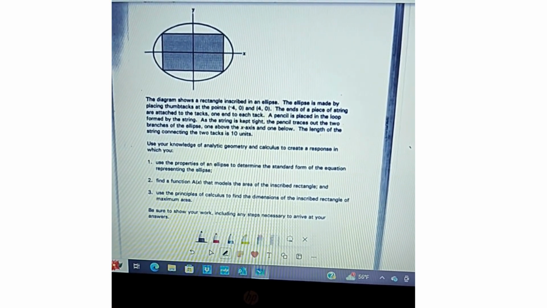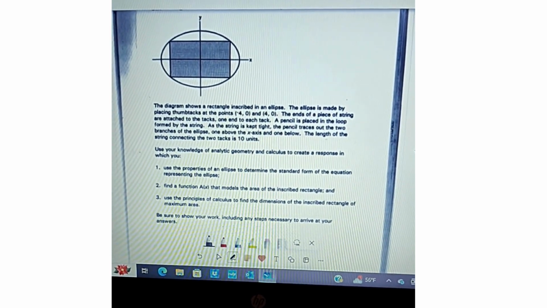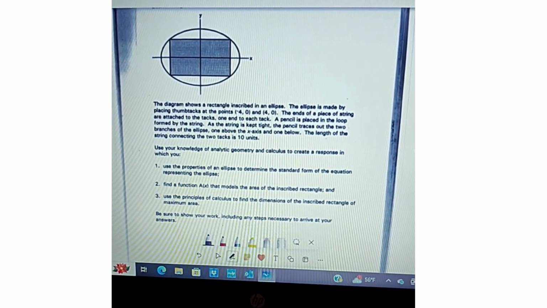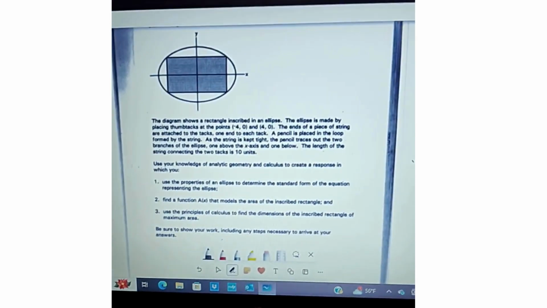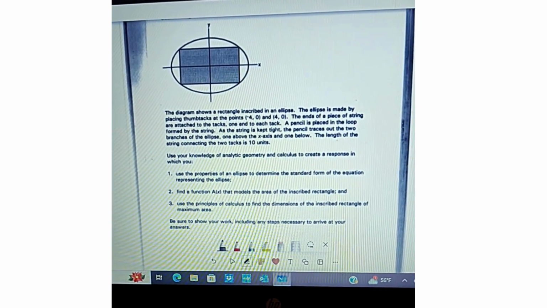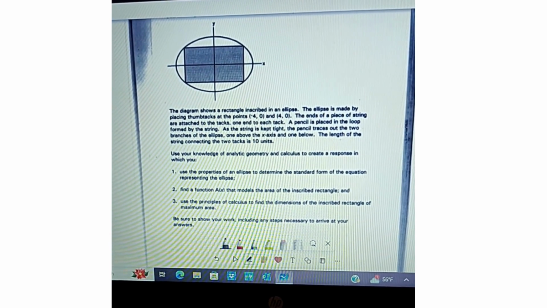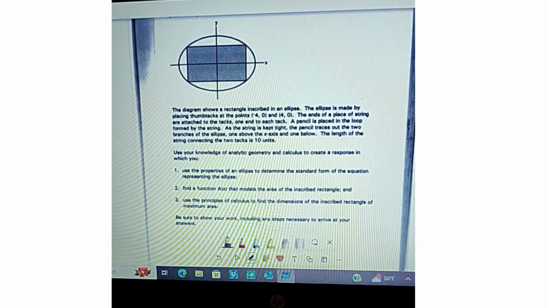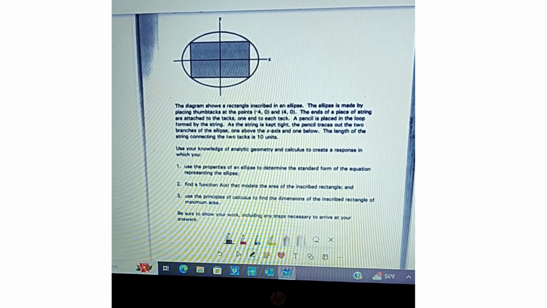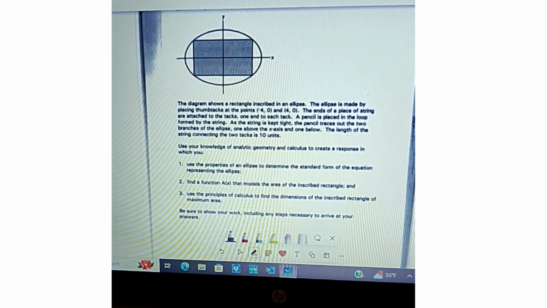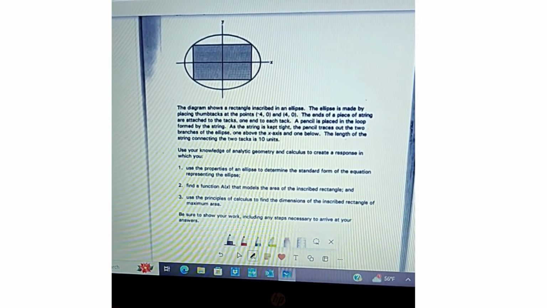So the diagram shows a rectangle inscribed in an ellipse. The ellipse is made by placing thumbtacks at the points (-4, 0) and (4, 0). The ends of a piece of string are attached to the tacks, one end at each tack. A pencil is placed in the loop formed by the string. As the string is kept tight, the pencil traces the two branches of the ellipse, one above the x-axis and one below. The length of the string connecting the two tacks is 10 units.